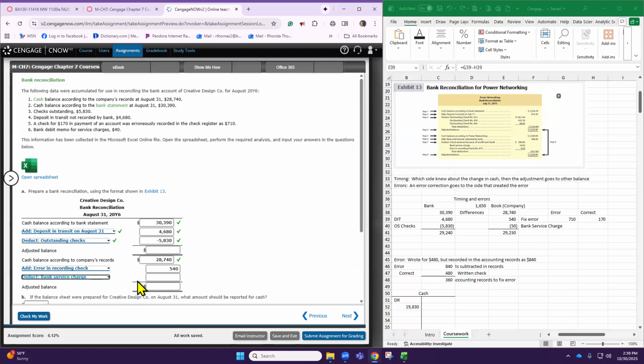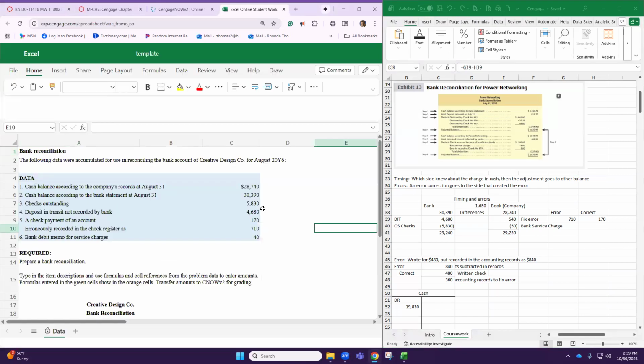So the bank knew about it. And then, so we need to put it in ours. I'm going to put it negative there. Now we can do this in the spreadsheet. I forgot about that. All right, let's go to the spreadsheet.